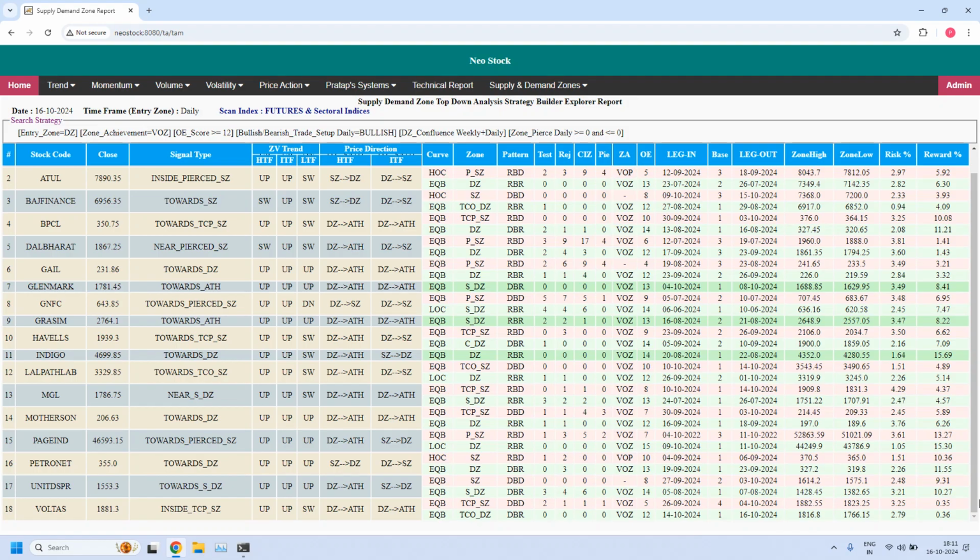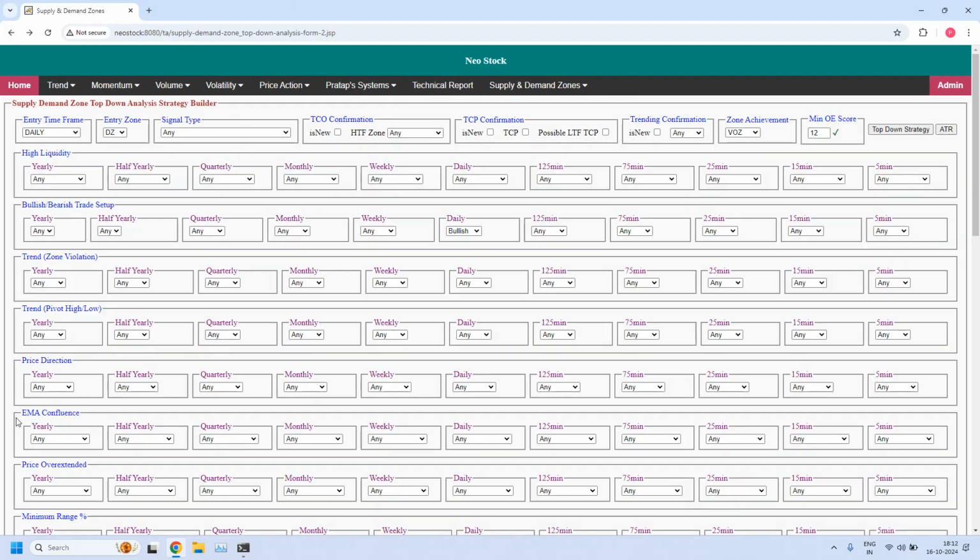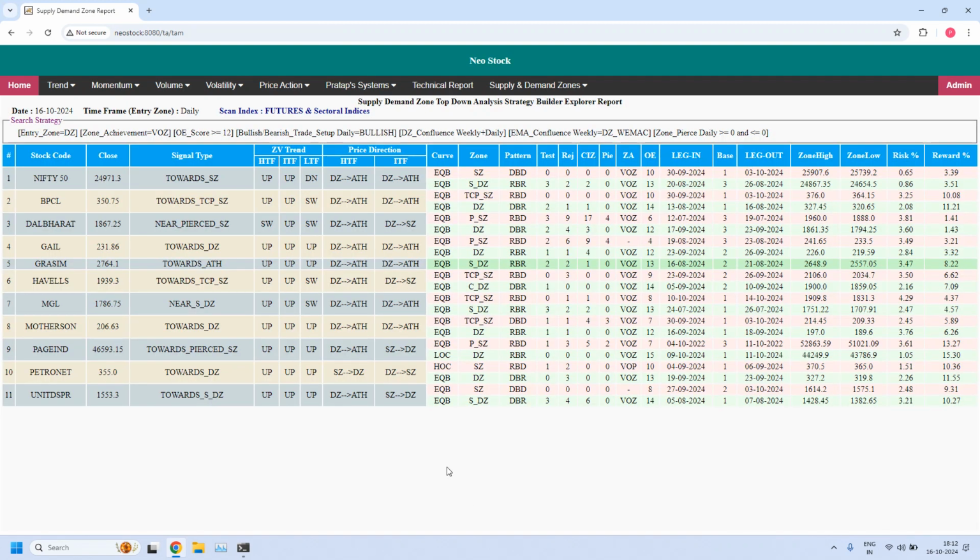Because they are part of the weekly zones and weekly trend is uptrend, ITF trend is a weekly trend. And if any of these weekly zones are having weekly EMA confluence, because daily zone is part of weekly zone, it is a high probability setup. So let me add the filter EMA confluence, weekly time frame, weekly demand zone with weekly EMA confluence filter I enabled. Let's verify. 11 stocks.